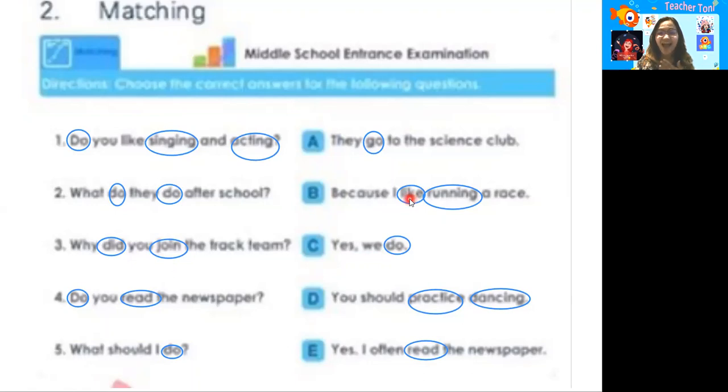Amazing. Oh, that's cool. That's really good. Wonderful. Yes, it's the past tense. That's good. Wonderful. How about this? Good job. Read. Wonderful. That's good. Practice. Practice dancing. Wonderful job. And that's all.